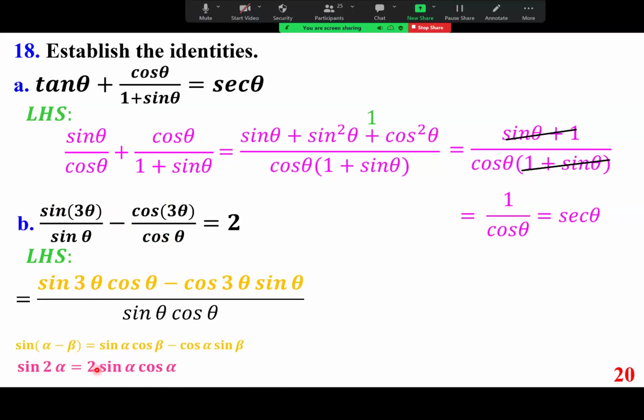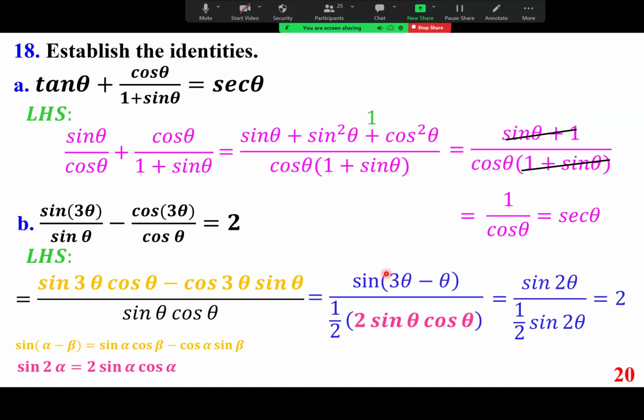We know sine of 2 alpha is 2 sine alpha cosine alpha. So if I had a 2 here, I would have sine 2 alpha. I don't, so it's really half of that. So I can put a 2 and 1/2 to convince everybody that the bottom is half of sine 2 theta. And of course, the top is sine of 2 theta. And the division will result in 2, which is the right-hand side, everybody. Very straightforward.